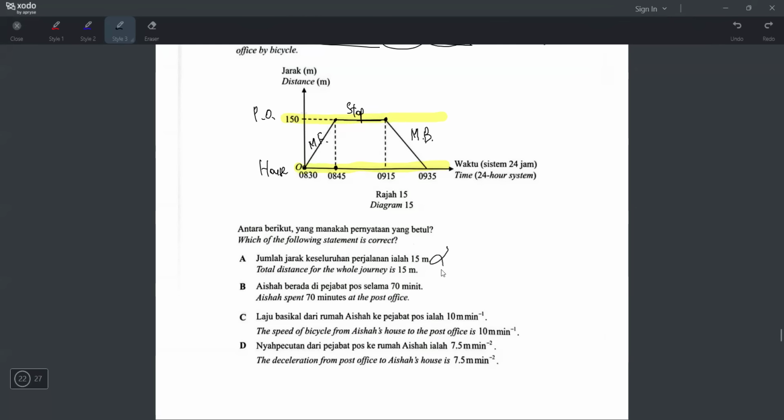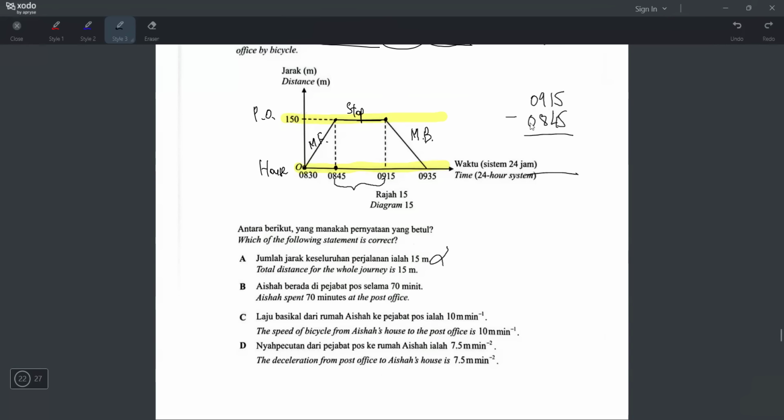15, no, wrong. B, Aisha spent 70 minutes at the post office. Okay, yang dia spend dekat post office is when dia stop, which is 8:45 to 9:15. Okay, macam mana nak dapat tahu berapa minit sini? Alright, we cannot use calculator. You don't tekan 915 minus 845. No, no, no, jangan tekan. Ini 24 hour system. Dia tak boleh tolak macam ni. 24 hour system, dia base 60. So kita kena tolak guna vertical method. You know what is vertical method? Vertical method is like this lah.